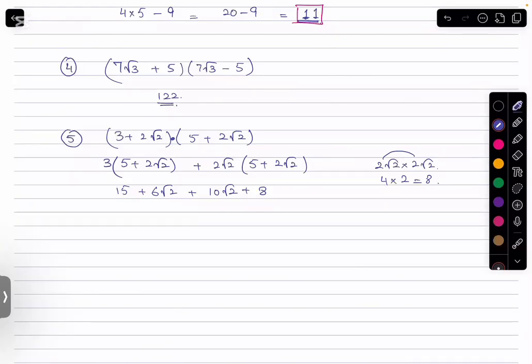15 plus 8. What is 15 plus 8? 23. And then what about 6√2 plus 10√2? 16√2. Okay. So this then becomes your answer. सही.